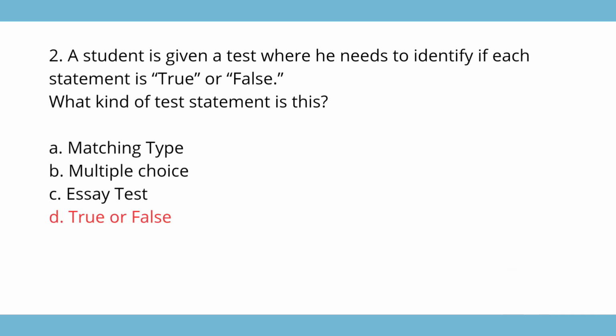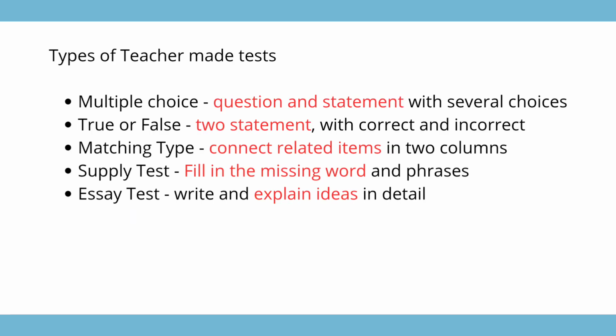True or false. Types of teacher-made tests. First is multiple choice. It is a question or statement with several choices or options. Second is true or false. It consists of two statements, one is correct and the other one is incorrect. This type of test is prone to guessing the answer. Third is matching type, connecting related items in two columns. Fourth is supply test, where you fill in the missing words and phrases, and lastly is essay test, where a student will write and explain his ideas about the topic in detail.